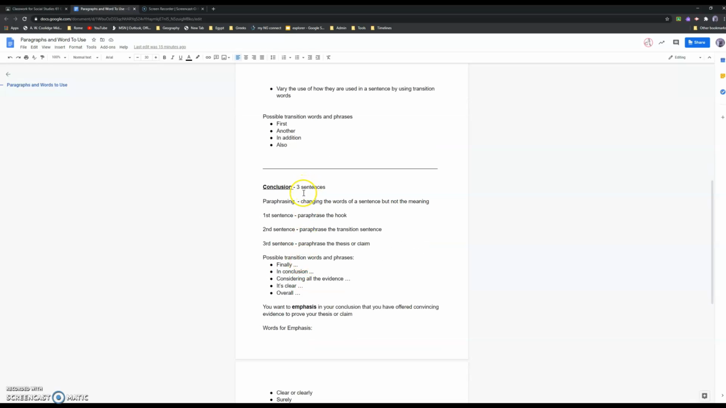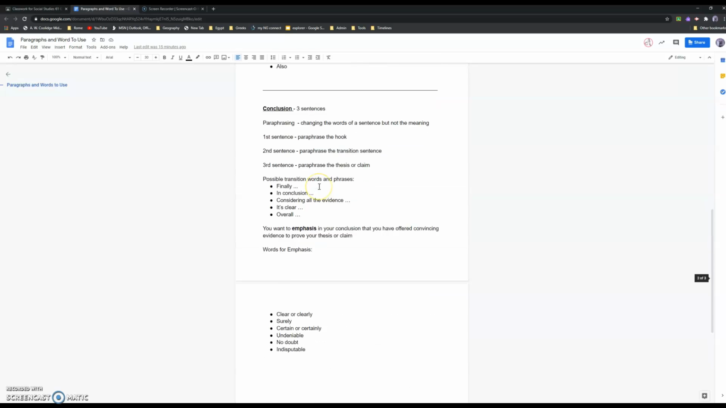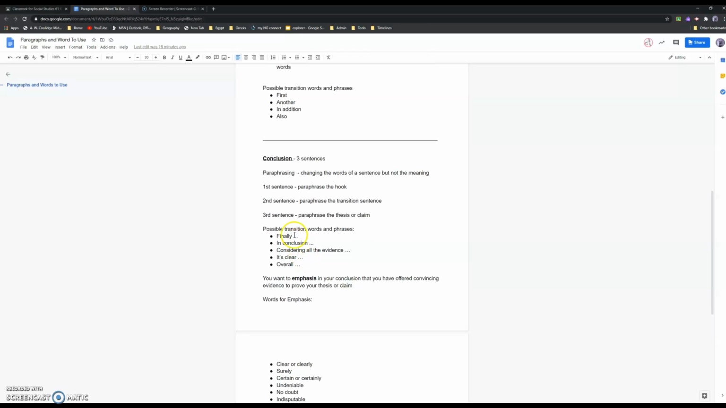The conclusion, you're paraphrasing again. You're changing the words of the sentence, but not the meaning. And you're going to refer back to the introduction. So in the first sentence of the conclusion, you're going to go back to the hook or lead. The second sentence, you're going to go back to your transition again. Maybe you're mentioning evidence, the evidence is clear, or the artifacts clearly show. And then the third sentence, you're going to paraphrase and state your thesis again. And here are some possible transition words to use. Finally, in conclusion, considering all the evidence. Good way to start your conclusion.